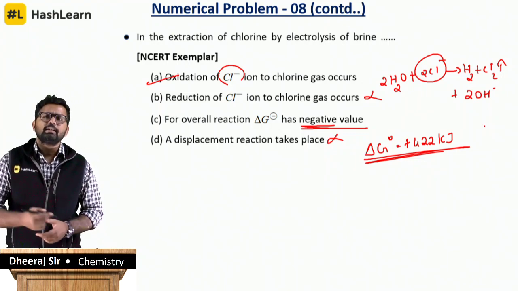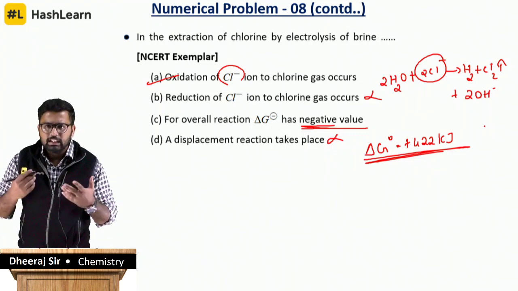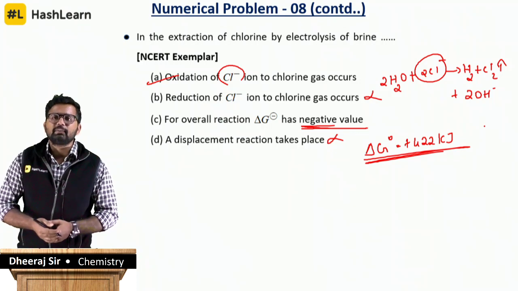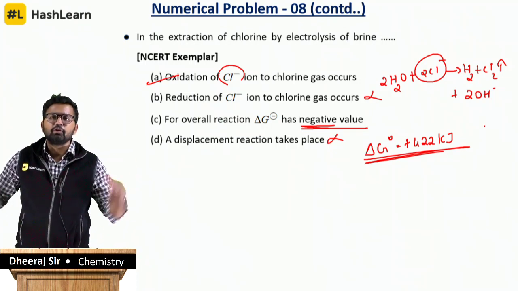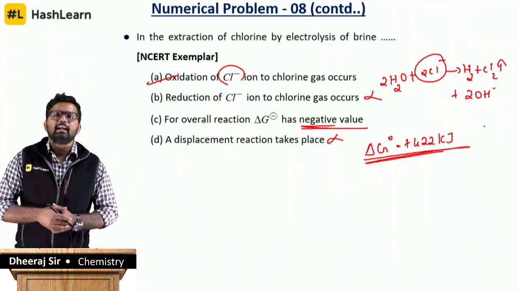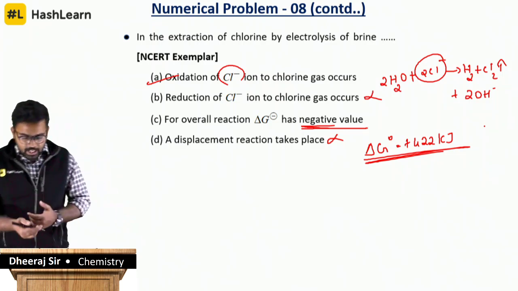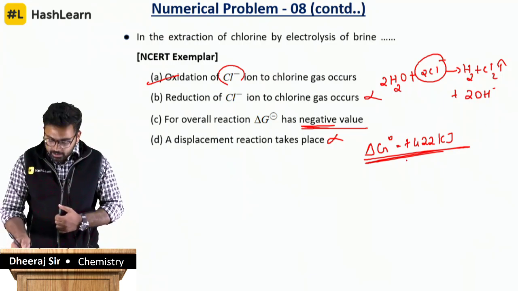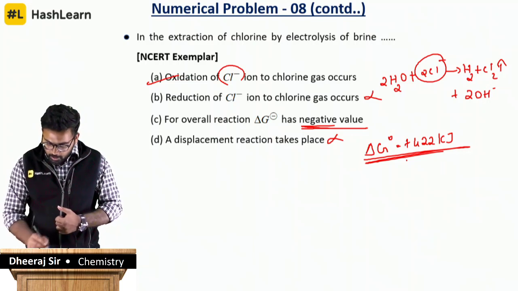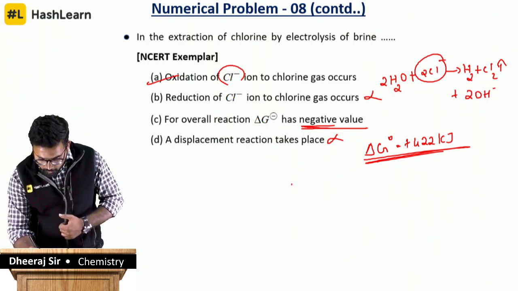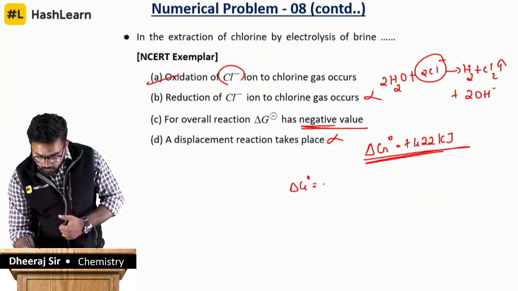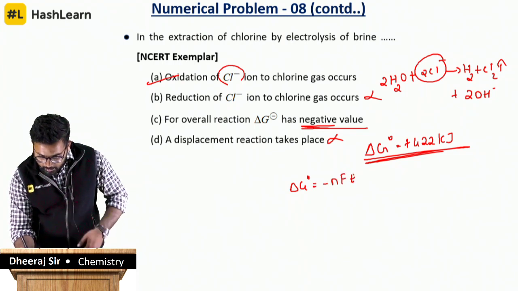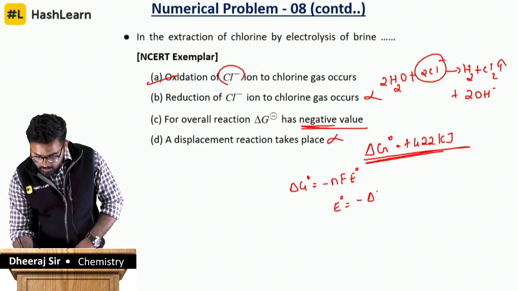If it is non-spontaneous, how is it that I'm making the reaction happen? That is exactly why I'm doing electrolysis, wherein electricity from outside is forced into the electrolytic cell and the reaction is made. Correct? So the reaction has to be positive here. It is positive, hence non-spontaneous. I'll tell you how it happens. So if you know the formula, delta G naught is equal to minus nFE naught. Therefore, E naught is equal to minus delta G naught divided by nF.